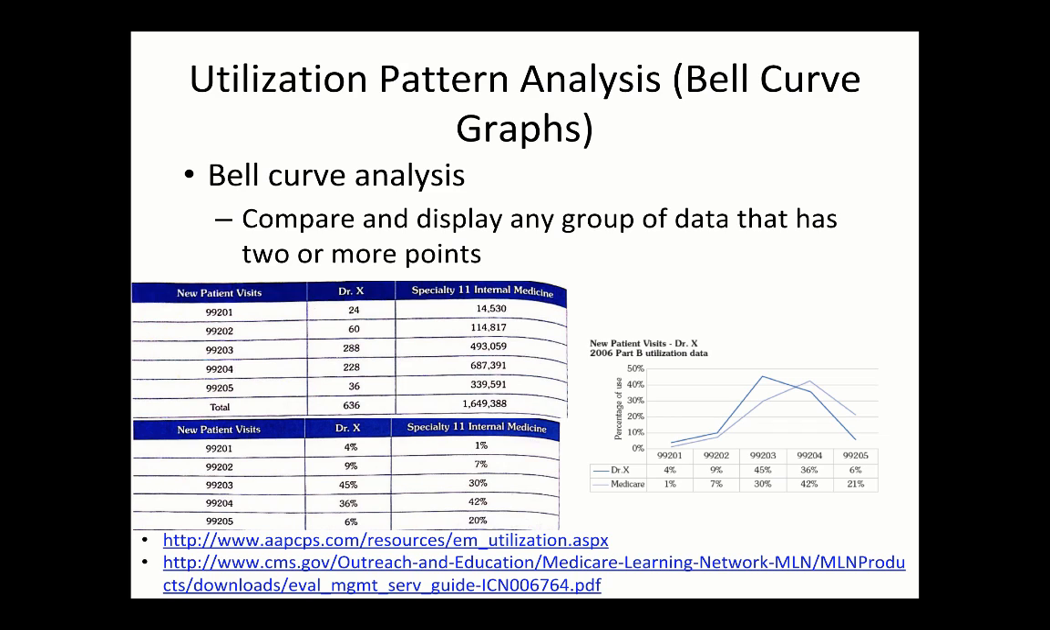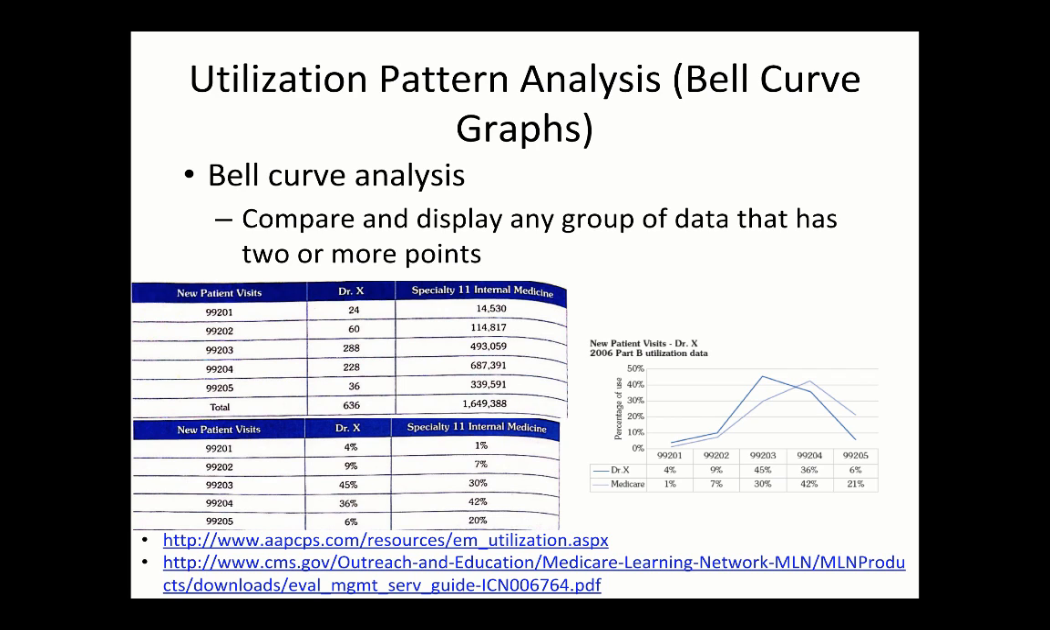So, for the least severe patient, Dr. X saw 24 out of 636. When we do the math, 24 divided by 636 is equal to about 4%. We can do the same for the national counts and take 14,530 least severe patients divided by the total 1,649,388, which is about 1%. If we graph these percentages for both Dr. X and Medicare, we can compare each of the E&M codes.